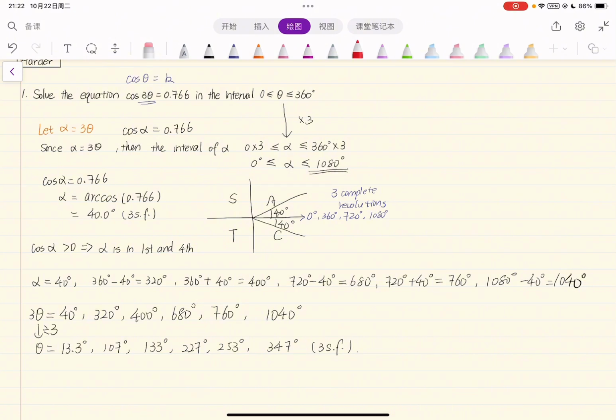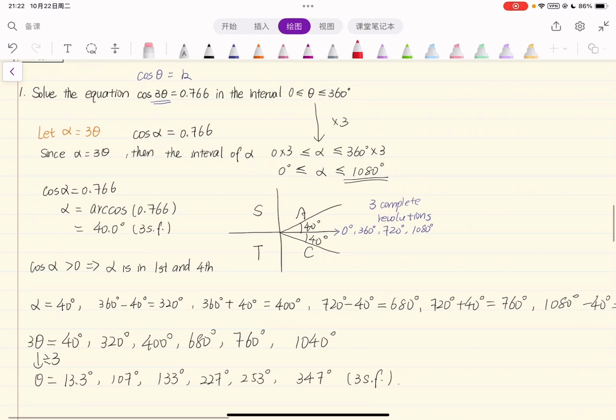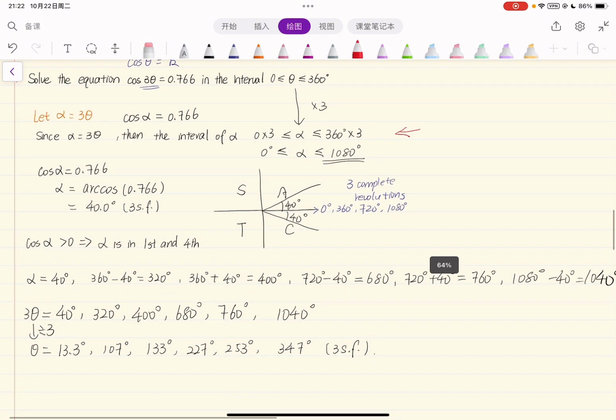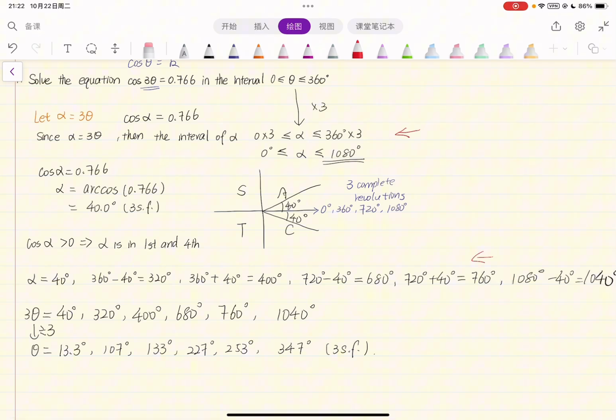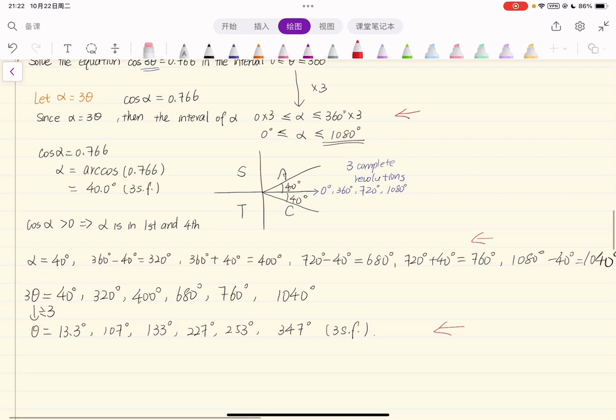So for this question, we use another letter to represent 3 theta, and then we need to find the interval of alpha. So we can find the value of alpha first, and then find the value of theta. Now let's move on to see other questions.